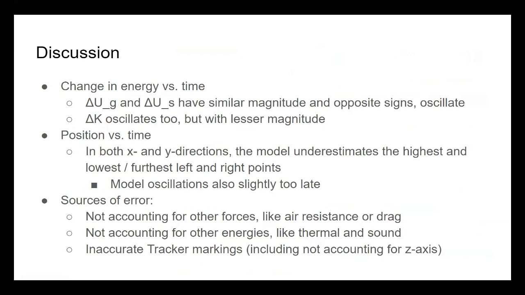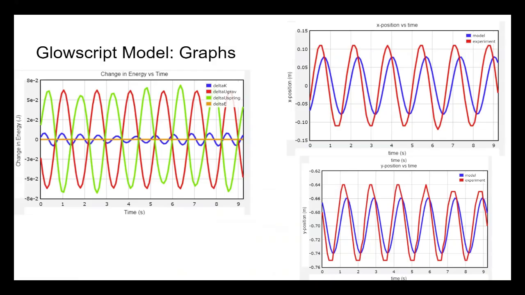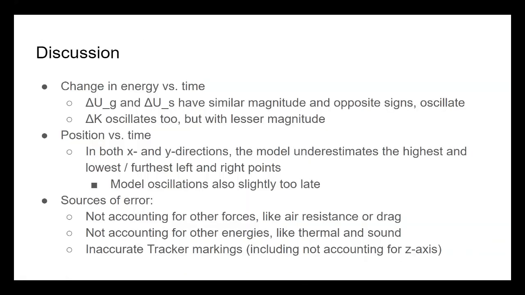The delta K, so the kinetic energy, also oscillates, but it has less of a magnitude, and it's just used to offset the difference between the magnitudes of the other two. As far as the position versus time graph goes, you can see that the amplitudes in the experiment are a little bit higher than the model, and the model predicts the crests and troughs to come a little bit later than the experiment shows, and that's for both X and Y positions.